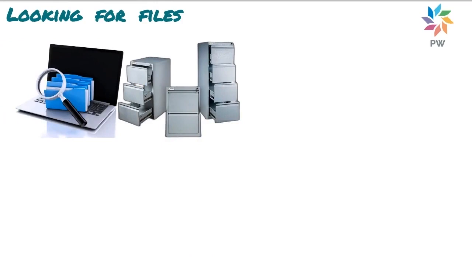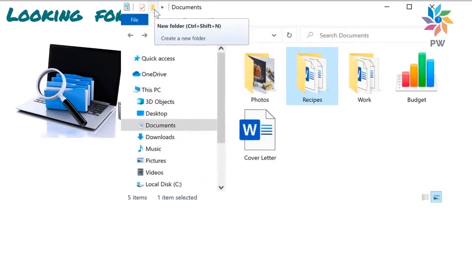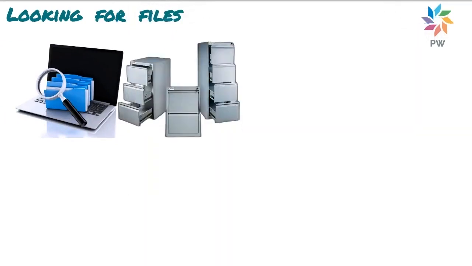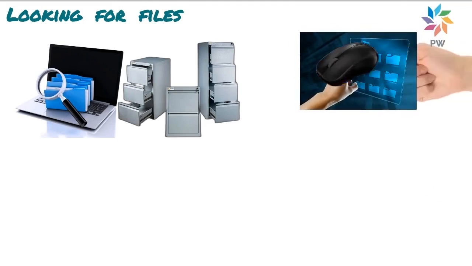Looking for files. Searching for files on a computer is similar to finding them in a real-world filing cabinet. The file system on a computer is usually accessed using a window containing small icons of folders or documents. A folder can be opened to display the files inside by touching with a finger on a touchscreen or double-clicking with a mouse or trackpad.